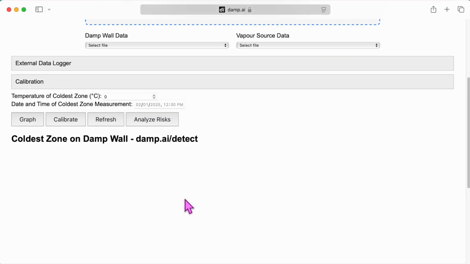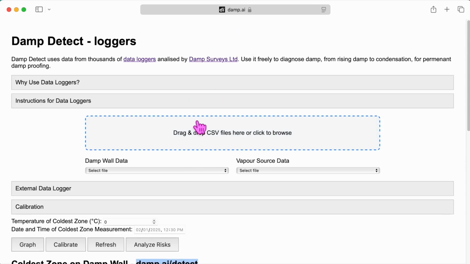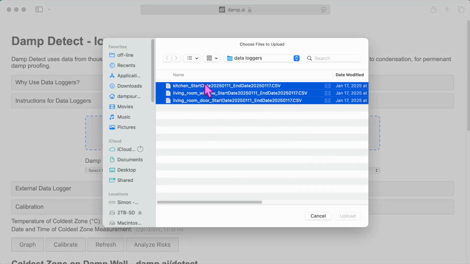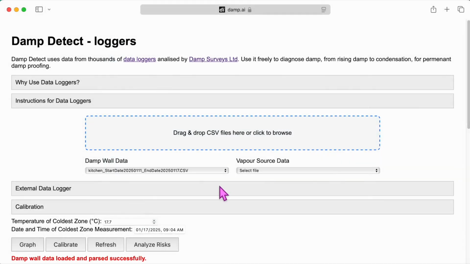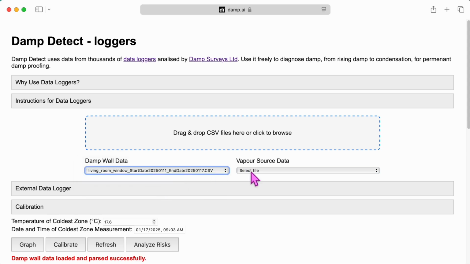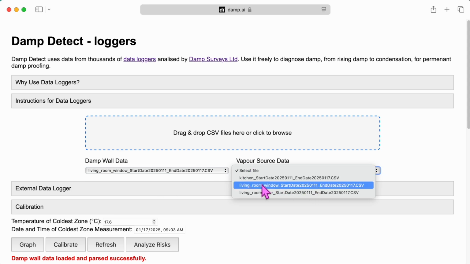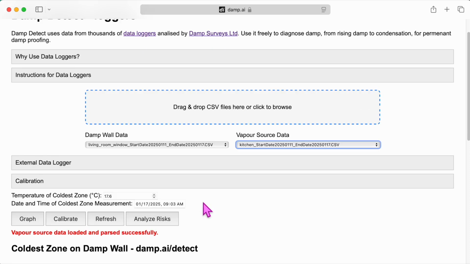I urge you to use this website. It's called damp.ai/detect. You can load your files so that all three are here already, and look at the damp wall. So this is next to the window, and the source of vapor. So the kitchen is the nearest source of vapor in this case. At the time of the survey, the temperature of the coldest part of the damp wall was 13.6.